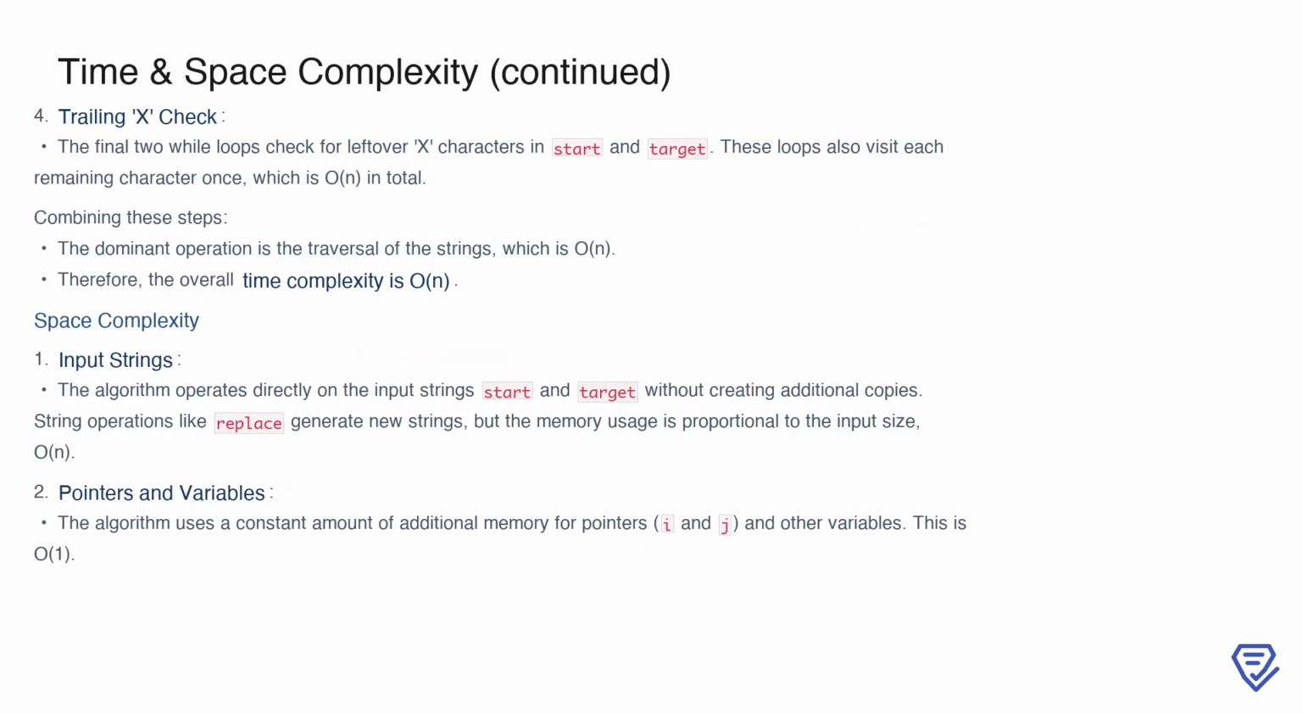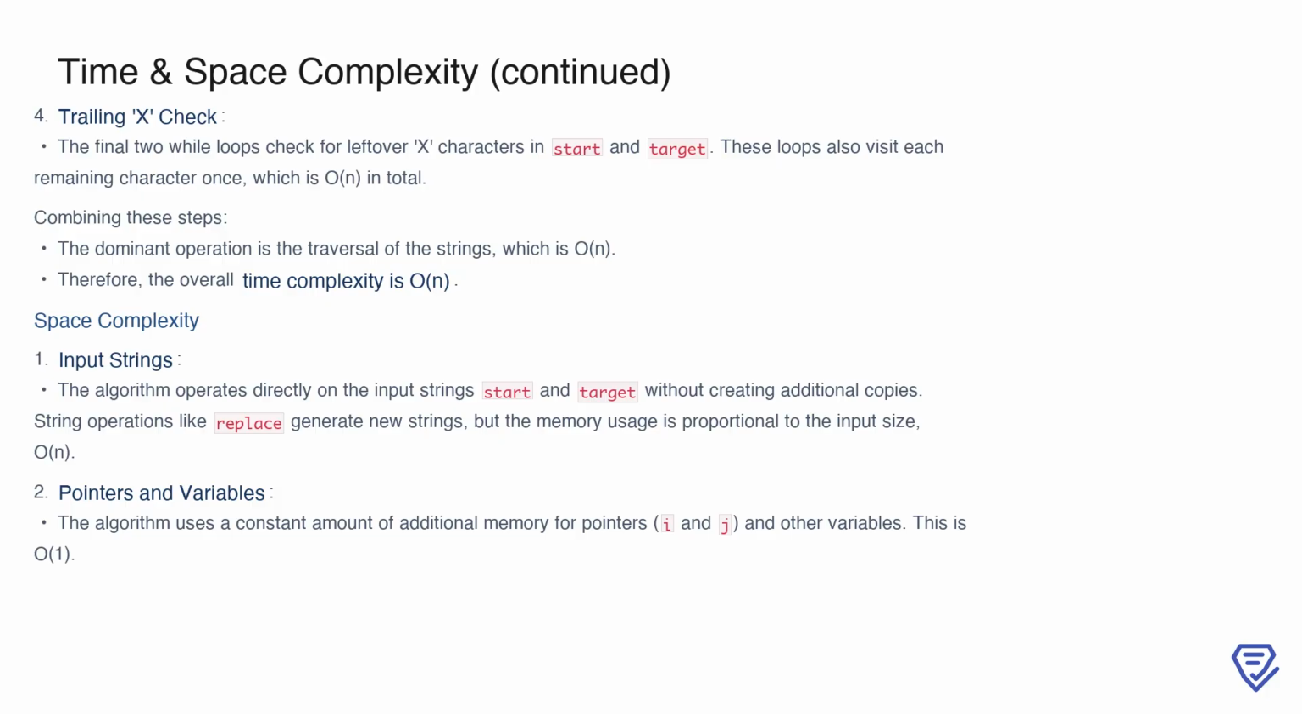Now, let's consider the trailing x check. This involves two while loops that iterate through any leftover x characters in both strings. These loops also traverse each remaining character exactly once, contributing an additional O(n) to the total time complexity. When we combine all these steps, the dominant operation is the traversal of the strings, which is O(n). Therefore, the overall time complexity of the solution is O(n).